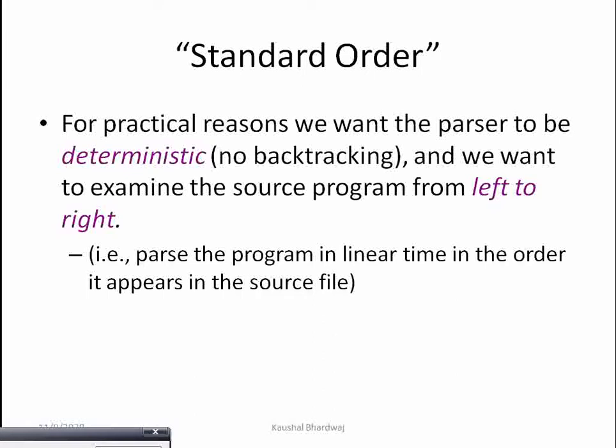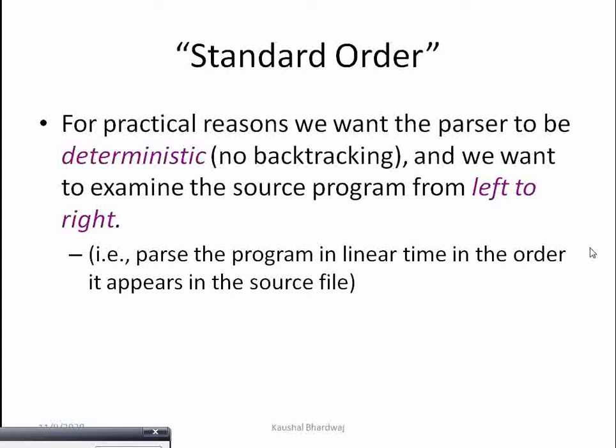If backtracking is possible, it means that we can go in a particular direction in the tree, come back and try the next direction, and in this way we will try all the combinations, which is brute force. If we go for brute force, then we will get a correct result, either accepted or not, but it will take more time, you can understand, right? So we are not thinking about backtracking, we want to be deterministic. Also we want to examine the source program from left to right, that is, we want to parse the program in linear time in the order it appears in the source file.